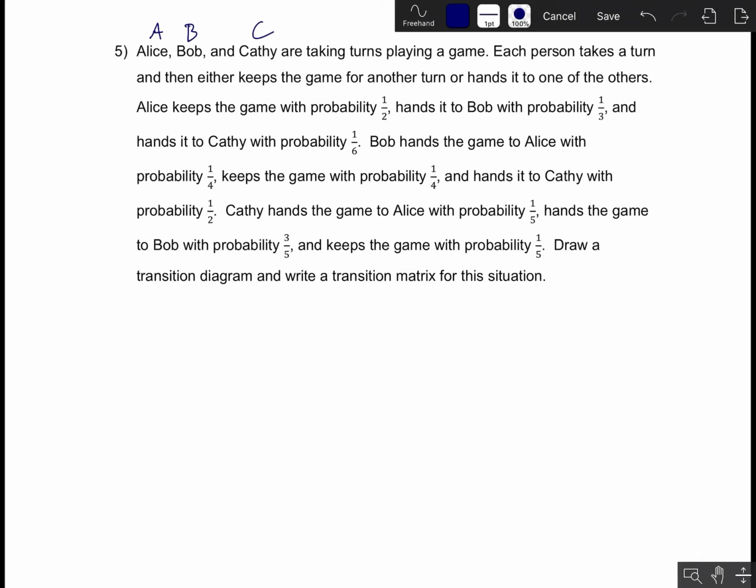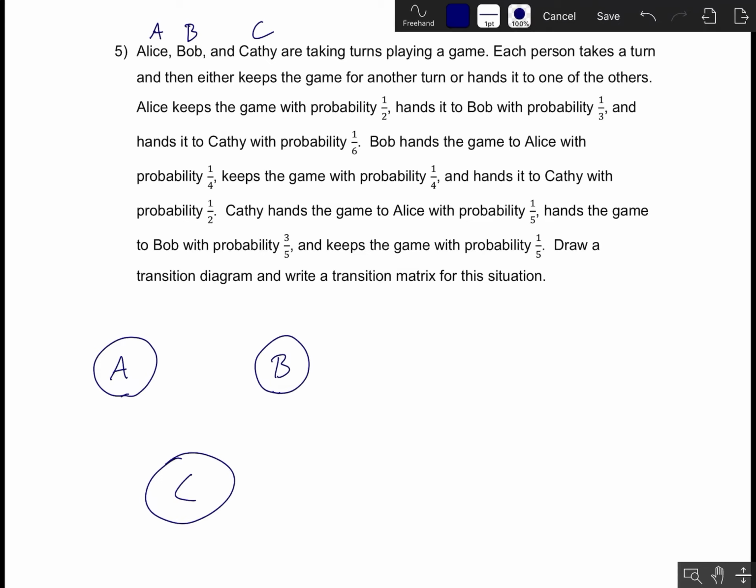And here it says, let's draw a transition diagram and write the transition matrix for this situation. So I'm going to start with the diagram since we did the matrix first in the last example. But it doesn't matter which one you start with. I think if the matrix confuses you, then it might be best to just start with the diagram and then translate that diagram. But either way, you can just build one and then translate to the other form.